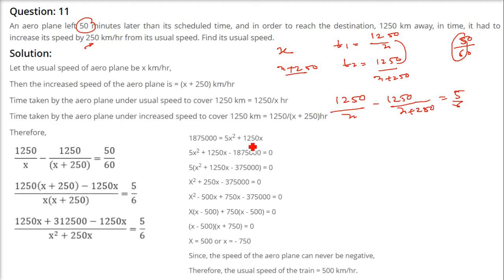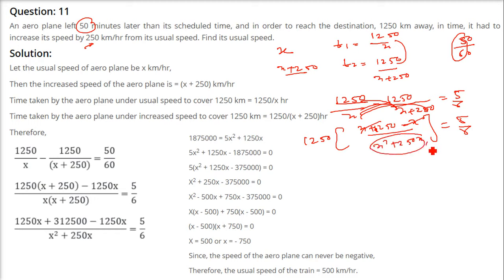This is our equation. You can take 1250 common. This is x plus 250 minus x, 250 only, because 1250 I have taken already outside. Then we have this x square plus 250x, x square plus 250x equal to 5 by 6. This gets cancelled. Now I am taking this on the right hand side and 5 by 6 on the left hand side. This will be 1250 into 250. When this comes on this side, it will be reciprocal, so 6 by 5. This goes here, x square plus 250x.